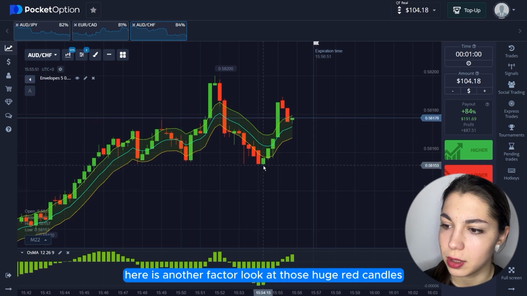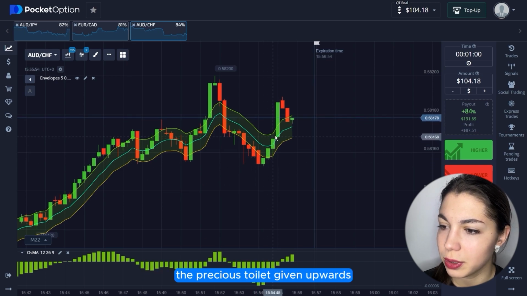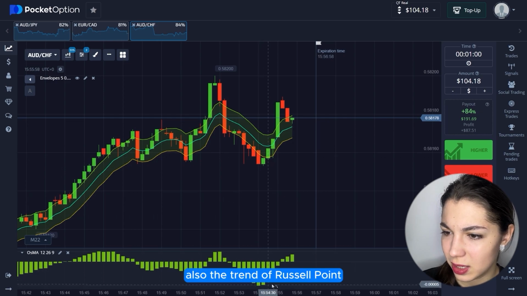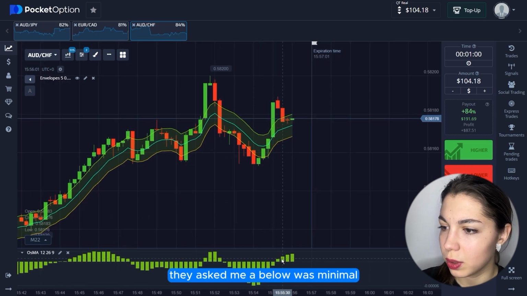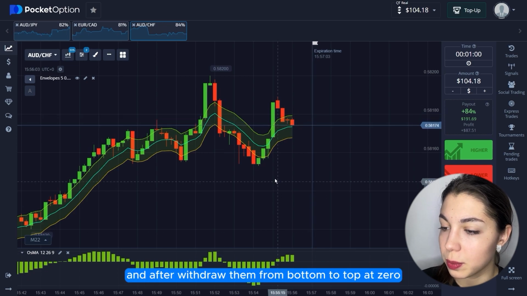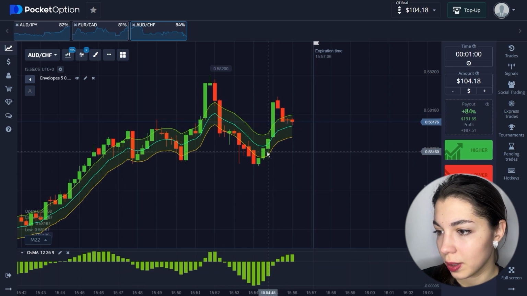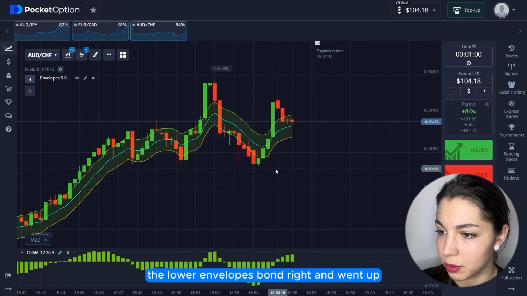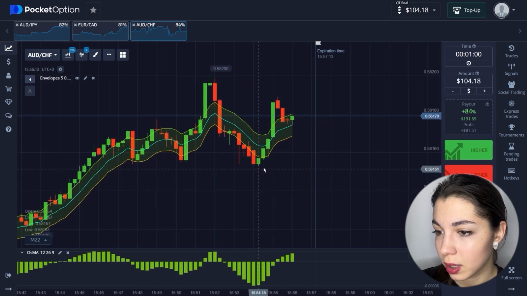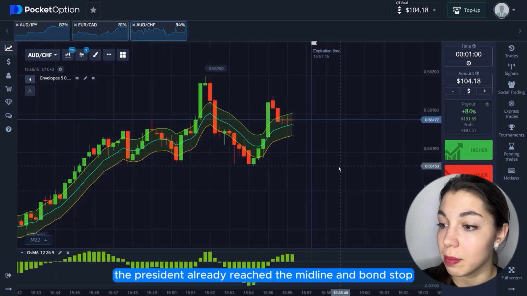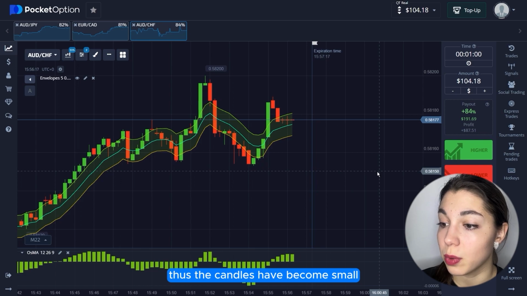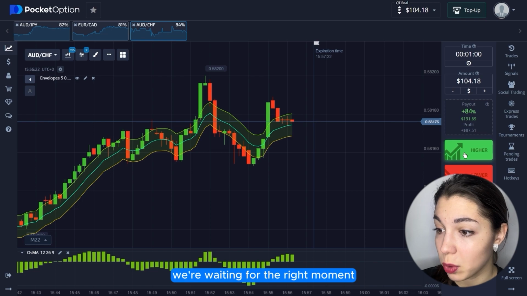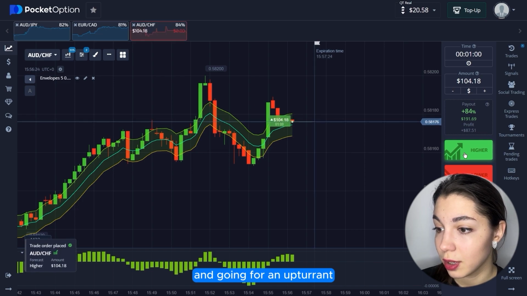Here is another factor. Look at those huge red candles. The price is strongly pushed upwards. Also, at the trend reversal point, the ESMA value was minimal, and after that it went from bottom to top through zero. Here we also see how the price bounced off the lower envelope's boundary and went up. The price has already reached the midline and bounced up. Plus, the candles have become small. The sellers in the market have weakened. We're waiting for the right moment and going for an uptrend.